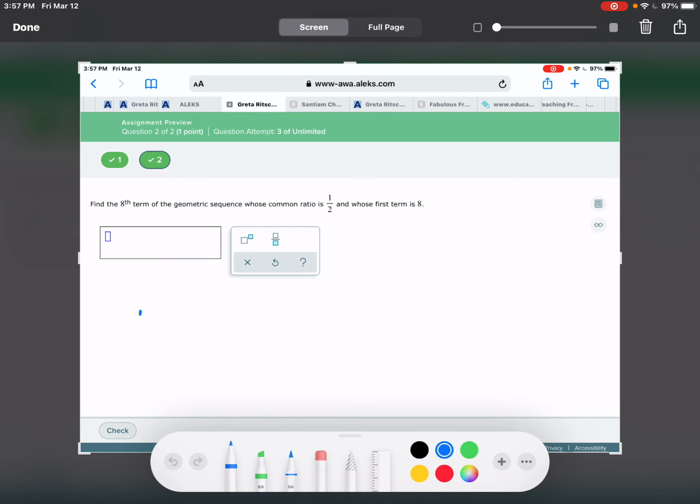We're finding the 8th term. We have a first term of 8, a ratio of 1/2, and n is 8, 8 minus 1. So I'm going to do 1/2 to the 7th power times 8.